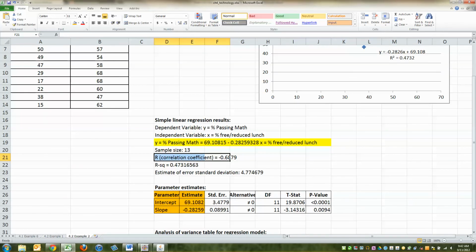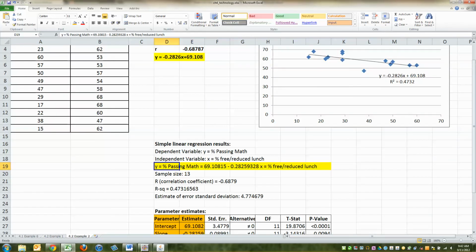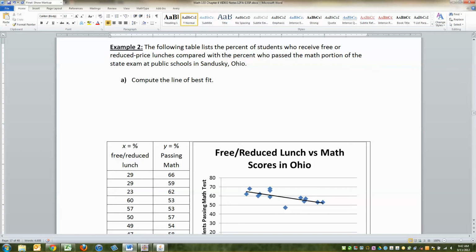All right, so let's go copy and paste those in. So again, notice they're just writing out the letters. So y, which is your passing math, is equal to 69.108 minus 0.282 times x. See the x in there? All right, and then they're telling you about the x's. I personally like the way I typed it, so I'm going to copy and paste that in.